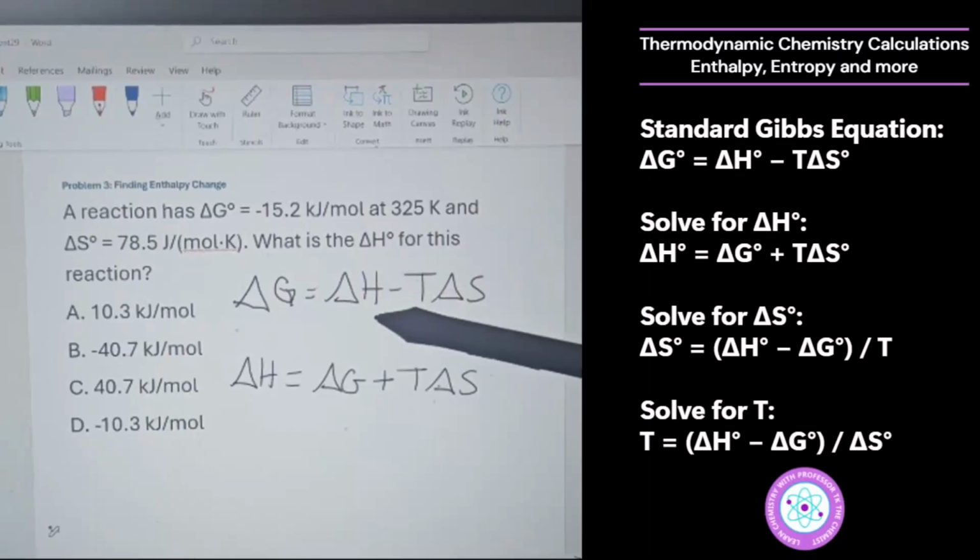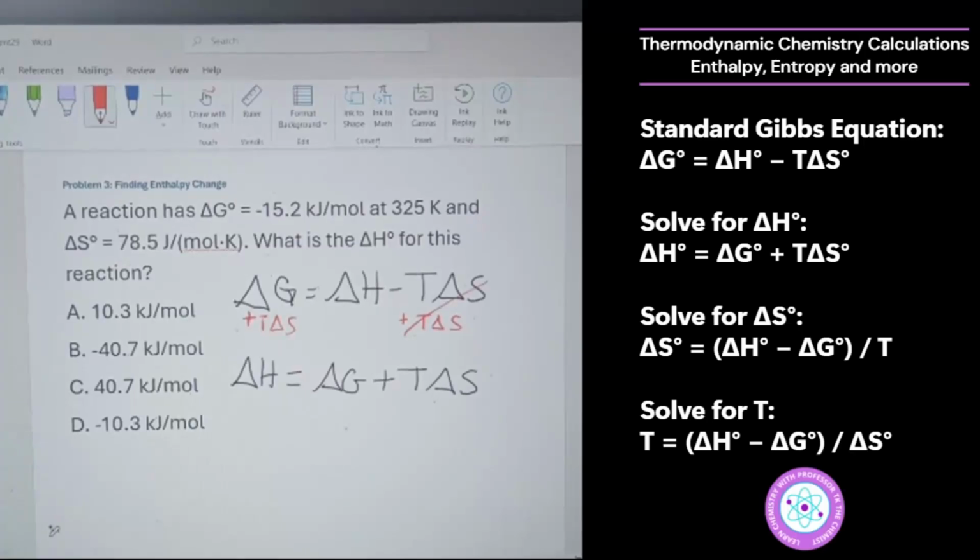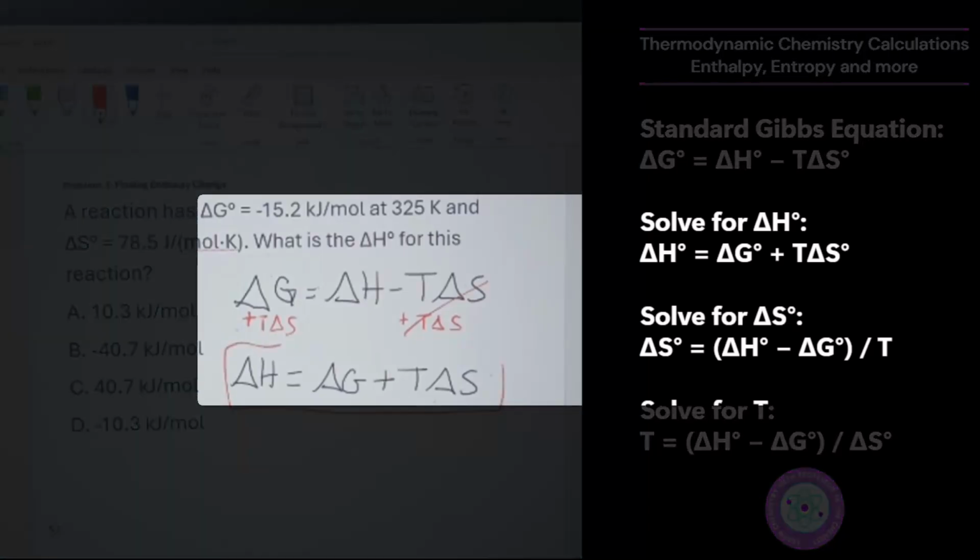I'm leaving delta H by itself. I'm going to take the T delta S to the other side. Because that was a negative, when I add T delta S to both sides, that cancels out. And that's why I wrote it this way right here. Okay?